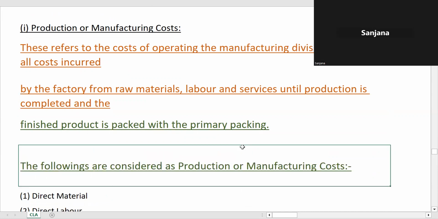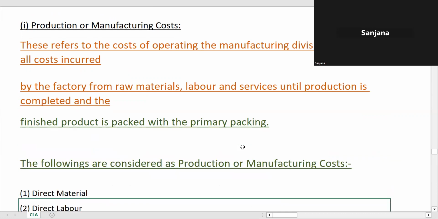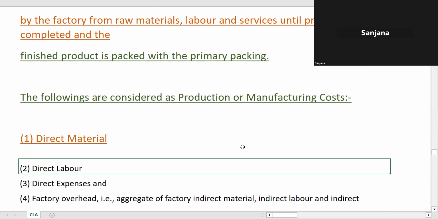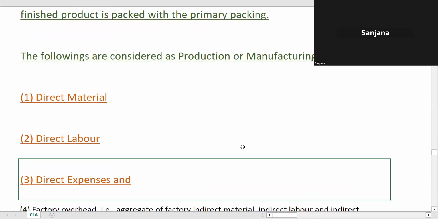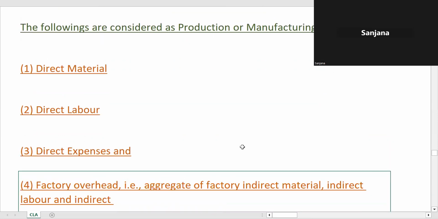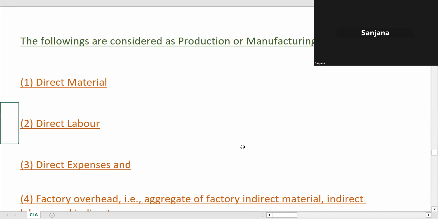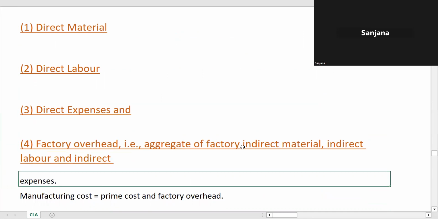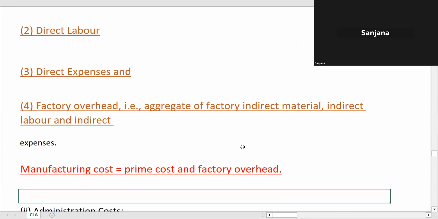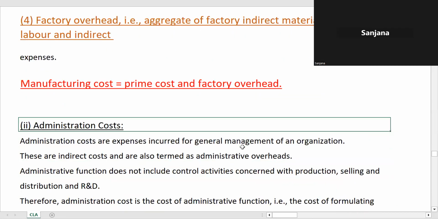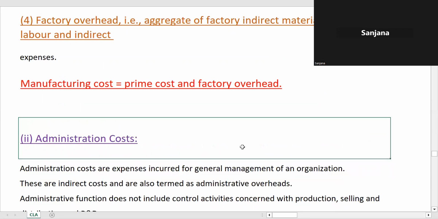Now the following are considered as production or manufacturing costs. What are production or manufacturing costs? Direct labor, direct material, direct expenses, and factory overhead. These totally will be called production cost, manufacturing cost, works cost, any of these, right? So manufacturing cost is equal to prime cost plus works overhead or factory overhead. Last is administration cost, or office cost, for general management of the organization.